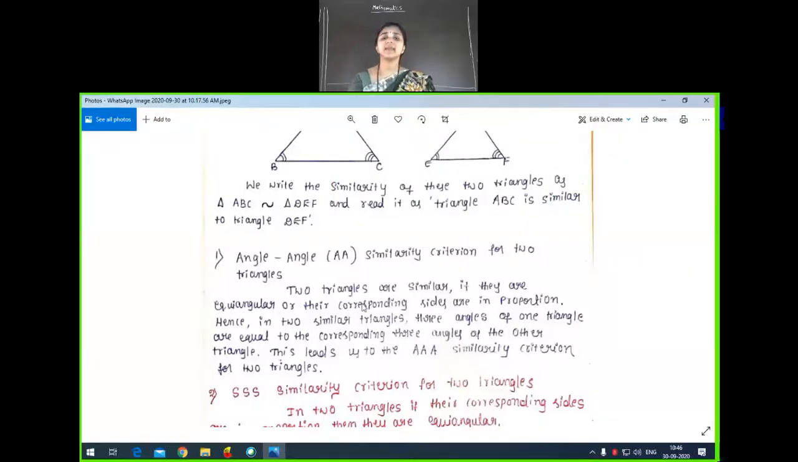See, what is this AA similarity criterion? Two triangles are similar if they are equiangular, or their corresponding sides are in proportion. Hence, in two similar triangles, three angles of one triangle are equal to the corresponding three angles of the other triangle. So this leads to the AAA similarity criterion for two triangles. Angle, angle, angle.